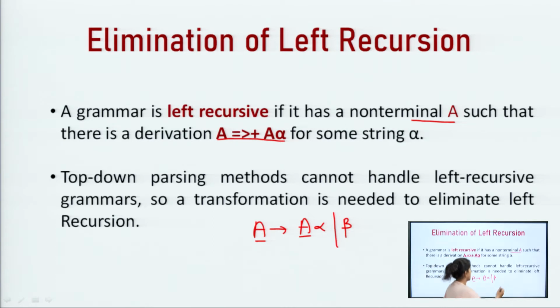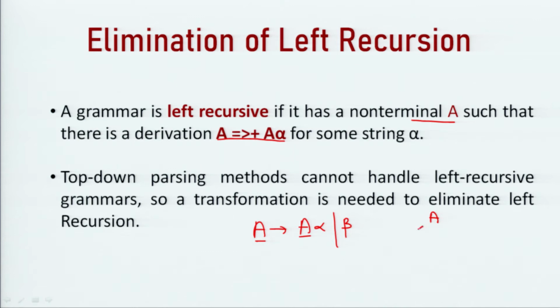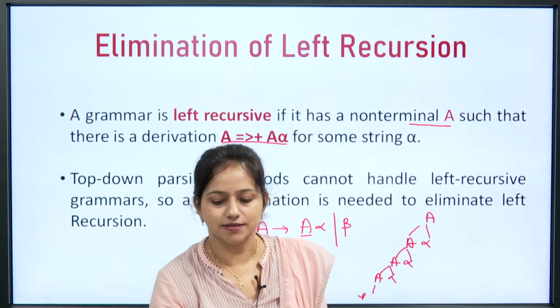If we have such a grammar and construct the parse tree, suppose the expansion is A to A alpha, and then again A alpha, and then again A alpha. The tree will expand towards the left, and finally we can expand it with beta using the second alternate. But the tree is growing towards the left, and such grammars are not suitable for parsing or for top-down parsers. So, we need to eliminate left recursion from the grammar. We will discuss the process step by step.